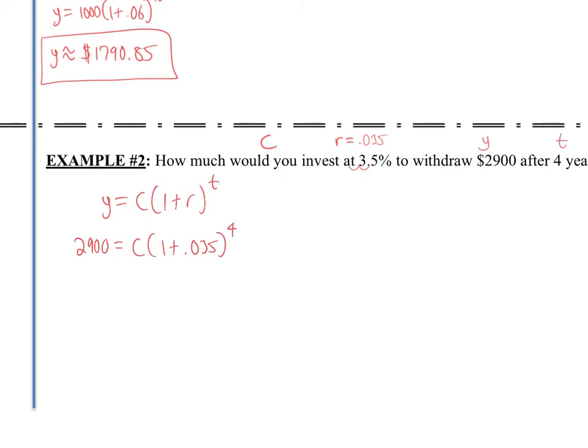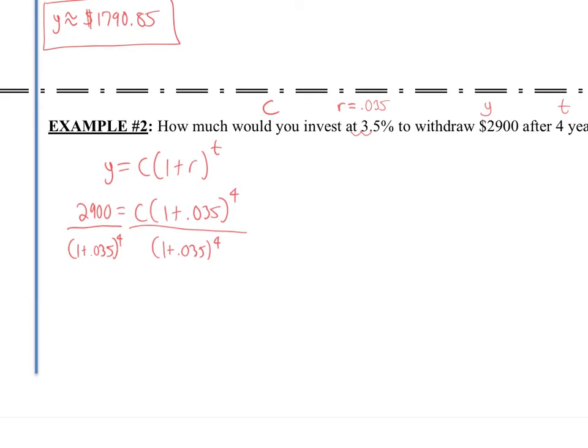Now, 2 ways you can approach this. The way that I would do this, the most accurate way to do this, is to divide both sides by (1 plus 0.035) all to the 4th power. This is the most accurate way to do it. Or you can just put 1.035, that'd be fine too, okay? That's going to give you the most accurate answer, which C is going to be approximately $2,527.18.